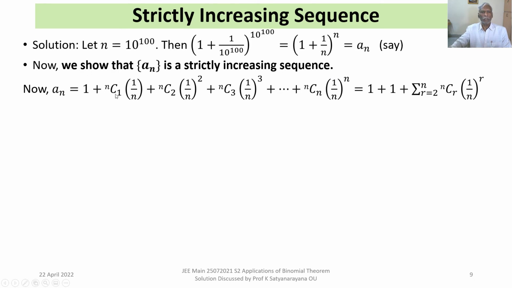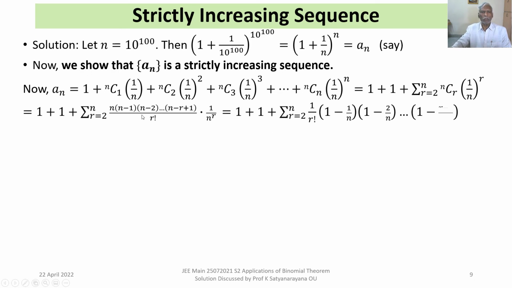And the second term is also 1 plus 1, and we have written this in a sigma notation as in the earlier slides. And we have written the formula for nCr, and 1 by n power r, and from each term we have taken out an n common, which cancels with 1 by n power r, and thus we get this.